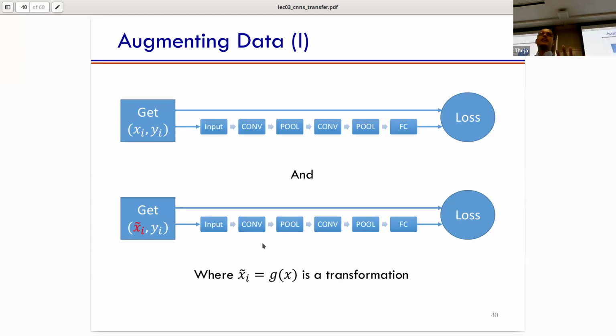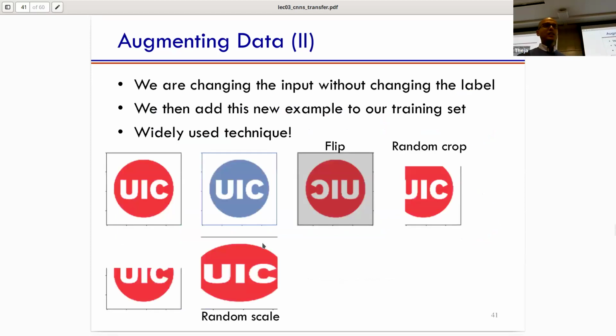Obviously, the data is not very different from each other, but still it provides some good relief, in the sense that you can take advantage of a bigger data set to train your model. So what is X tilde i? It's just some deterministic or potentially randomized transformation of your original image. And what are these transformations?